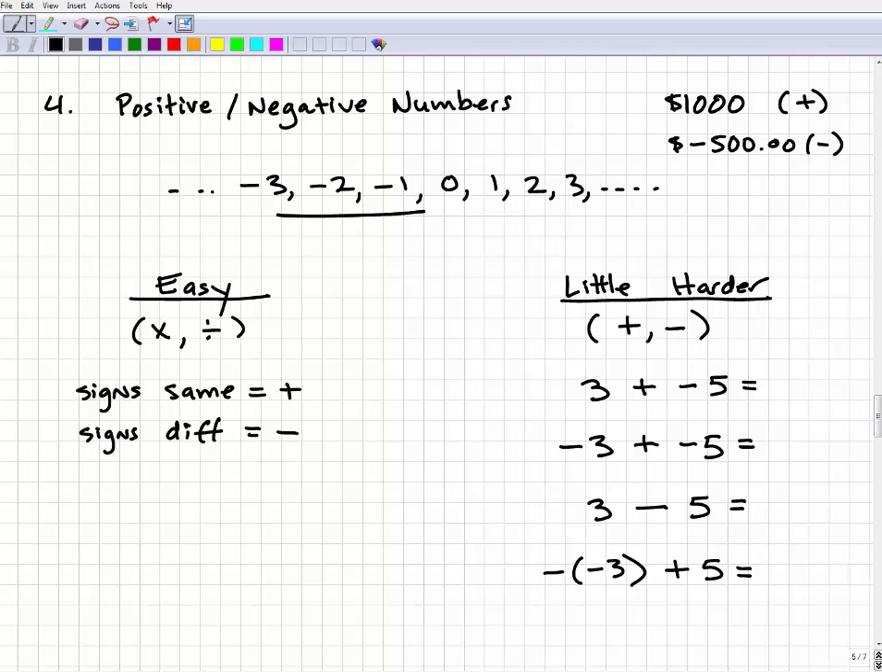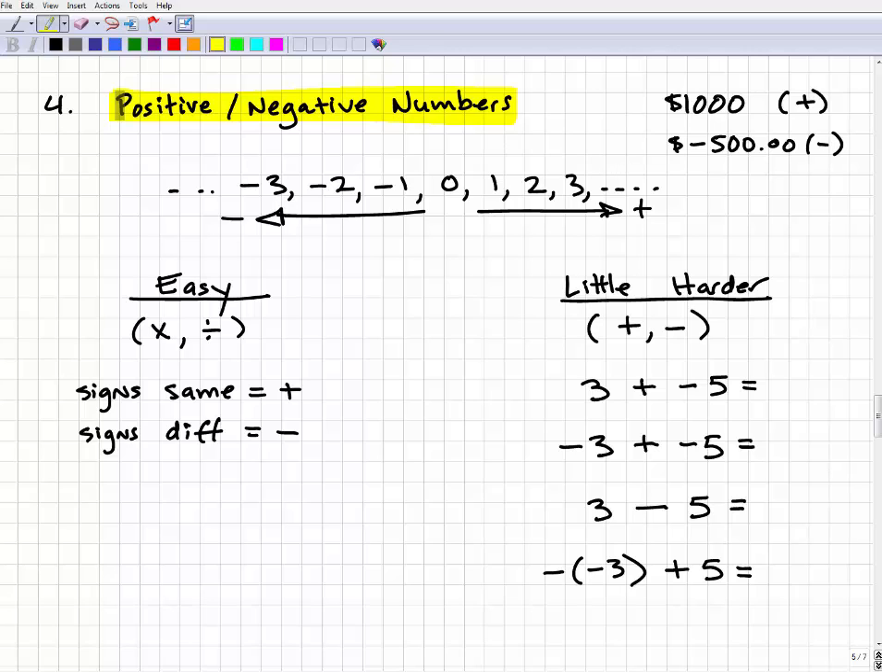So remember, numbers in this direction are less than zero, and numbers in this direction, to the right of zero, increase. This is positive and this is negative. So numbers that go in this direction become smaller and smaller, and these numbers become bigger and bigger. Okay, so positive and negative numbers are extremely important concepts to understand.